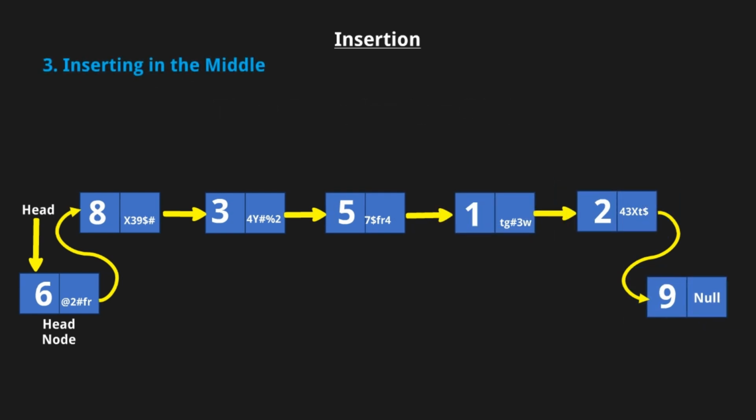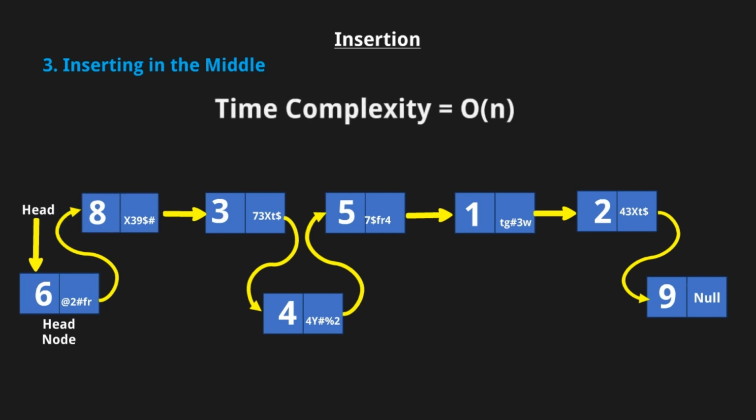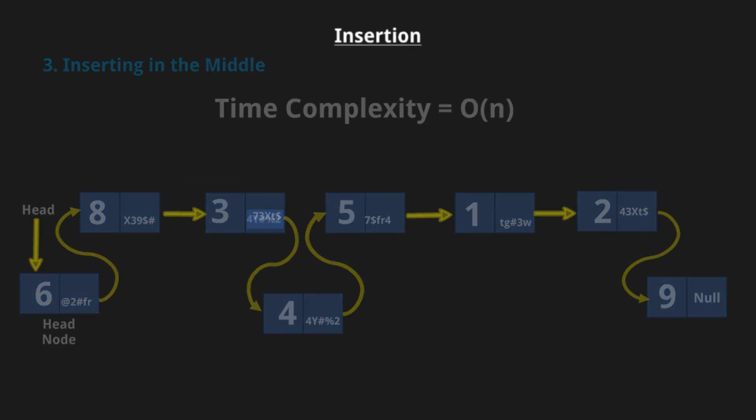To insert a node in the middle, traverse the list until you find the desired node, create a new node, and update the pointers to maintain the list structure. Like insertion at the end, inserting in the middle also takes O(n) time, as we need to find the target node first.